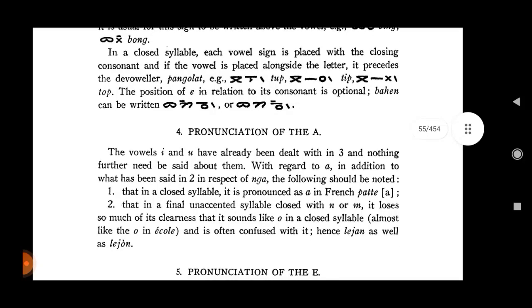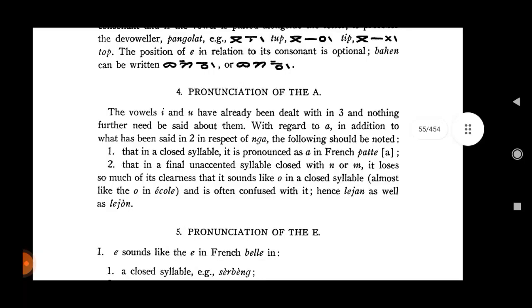In a closed syllable, each vowel sign is placed with the closing consonant, and if the vowel is placed alongside the letter, it precedes the devoweler Pangolat, e.g. tup, tip, top. The position of A in relation to its consonant is optional, but it can be written in either place.